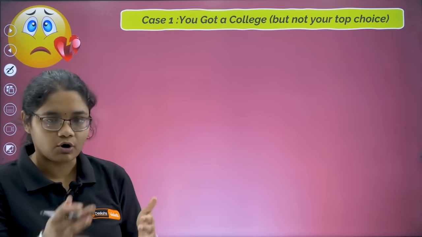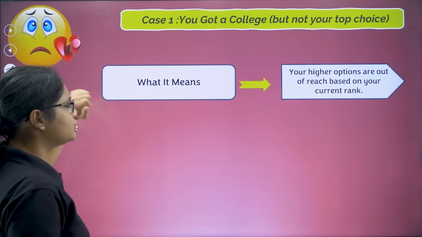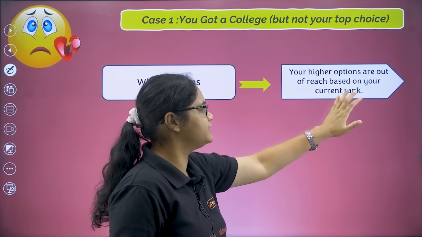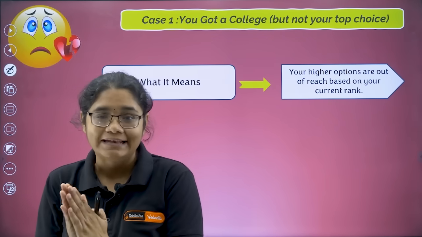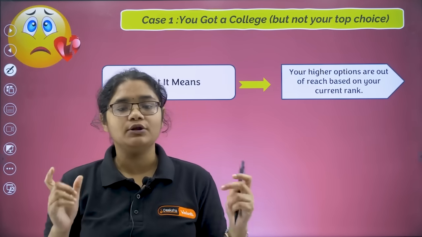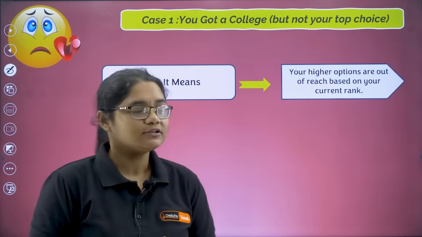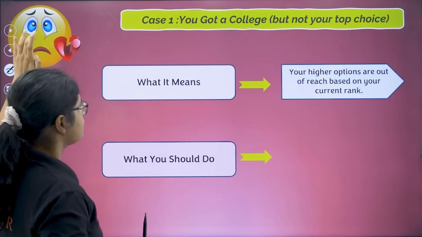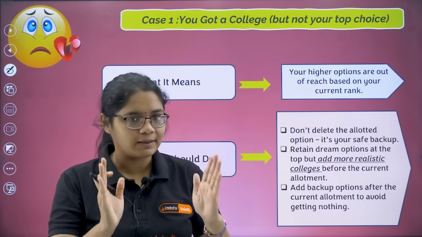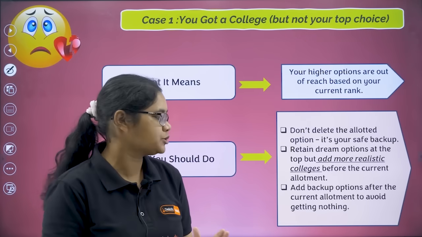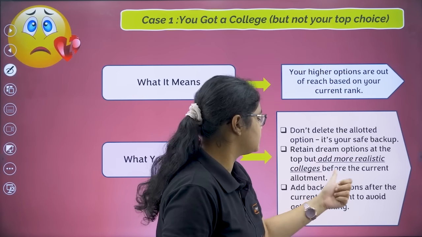What should you do here? It means your higher options are out of reach based on your current rank. Suppose you are getting your 80th option. Then options 1 to 70 are options whose cutoff is much higher than your rank. So what do you do in that case? Don't delete the allotted option. Whichever college is allotted to you, keep it, because that is your safe option. Retain the dream options at the top, but add more realistic colleges before the current allotment.